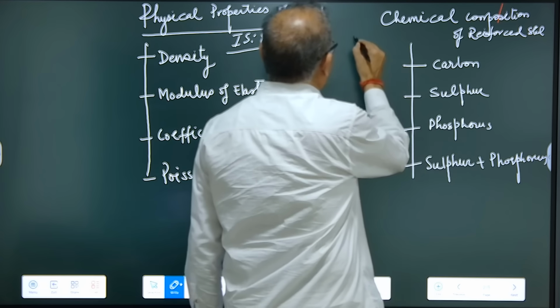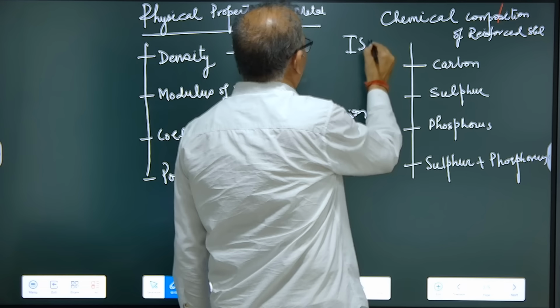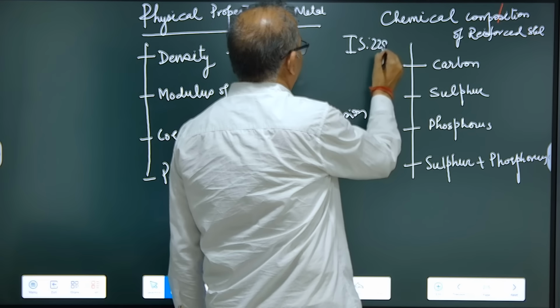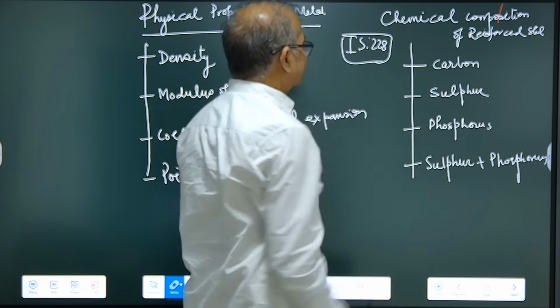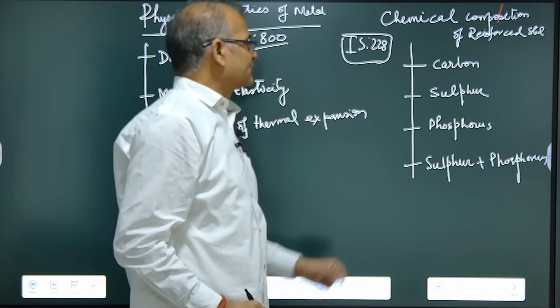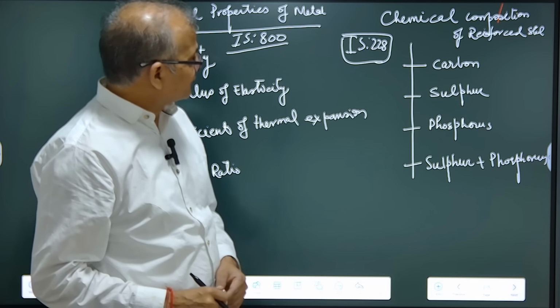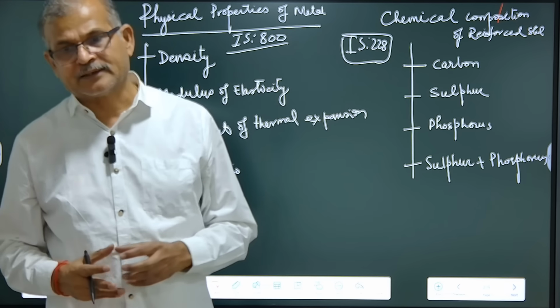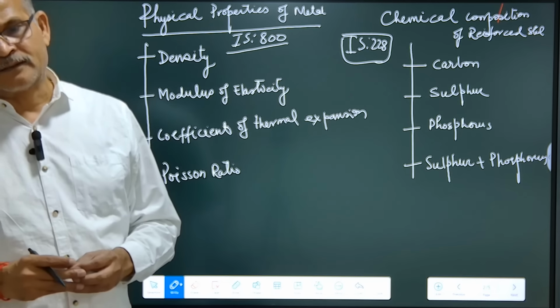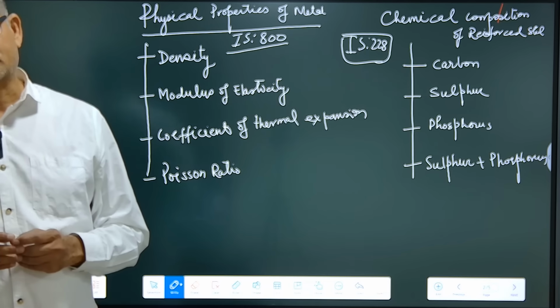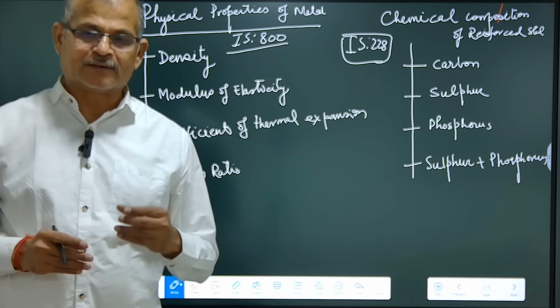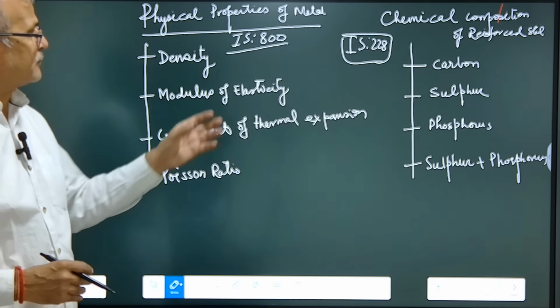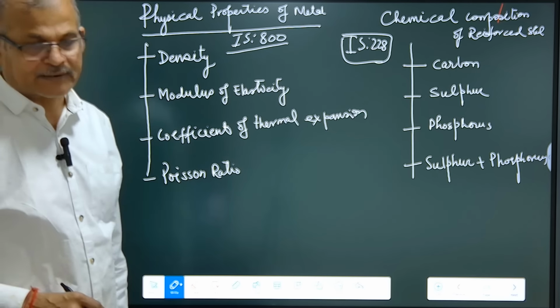It is as per IS 228. We carry out the test to know the carbon content, sulfur, phosphorus, sulfur plus phosphorus. This is the maximum concentration permitted in any metal. So these chemical tests are carried out.